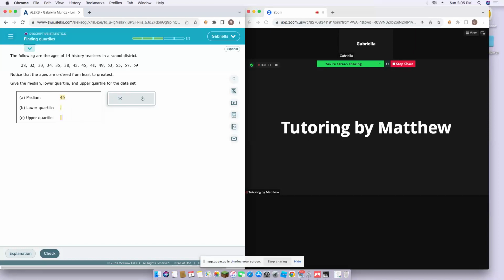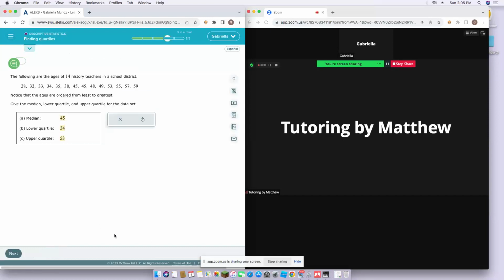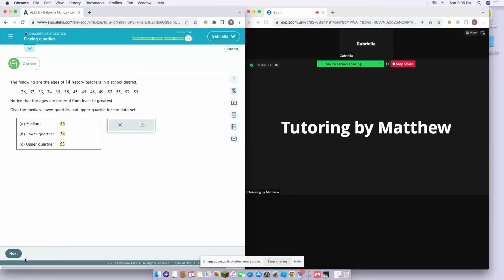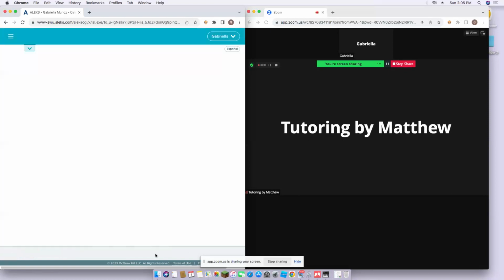And then same thing in the top half. There's 7 in the top half. And sometimes, like the video said, it's easier to count backwards from the top. So the 4th one from the top. So 53. Yeah. Okay. Great.